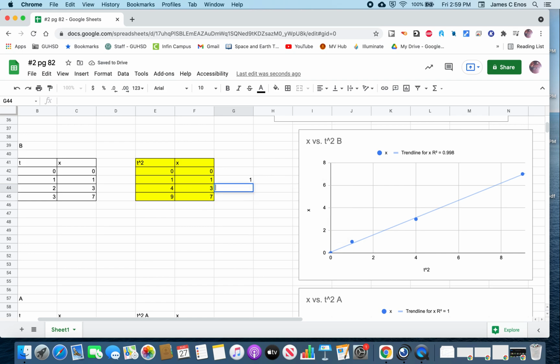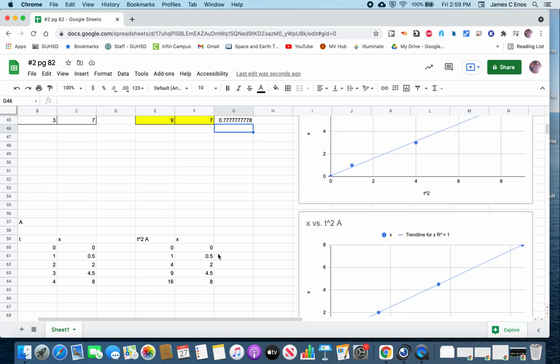And if I do that, and then I drag this down, I see I have a change in my position with respect to time squared that is different for each interval of time here for graph B. So that's why I even highlighted this, because I wanted to make sure I got this right. And I'm going to try it for graph A. Maybe it's different for A. I'm going to take my position, divide it by time, and I get a 0.5 for A.